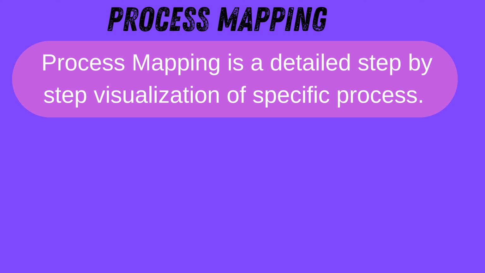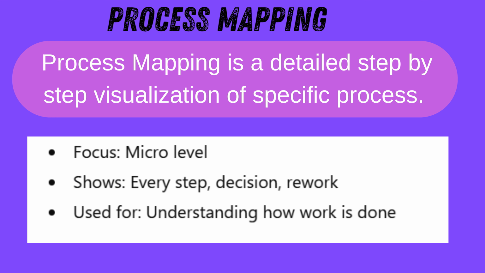Now let's understand process mapping. Process mapping is a detailed step-by-step visualization of a specific process. It focuses at a micro level, showing every activity, decision point, and possible rework within that process. This makes it very useful for understanding exactly how work is performed on the shop floor or within a function. In simple terms, process mapping helps teams analyze and improve individual processes in detail.